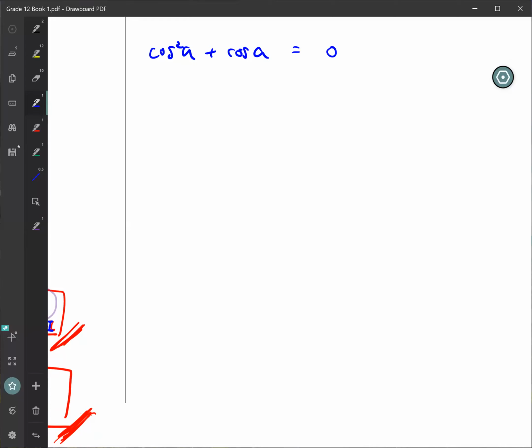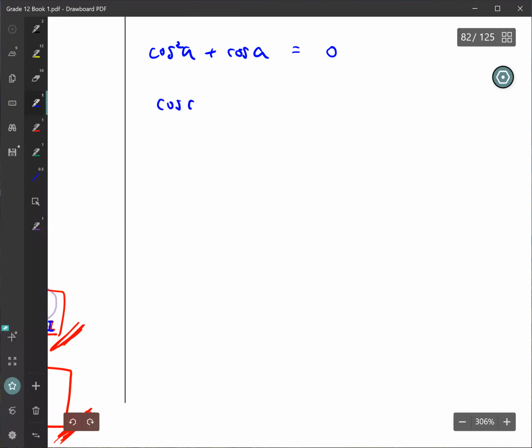Which method should we use now? Cindy? Either method 1 or method 2, right? Which one? Number 2. What's number 2? On the factor side, how do we factor here? Take out cos A. Yeah, there you go.